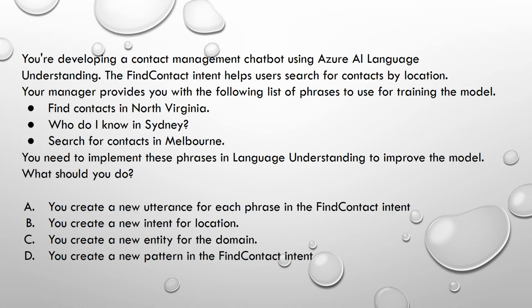What should you do? You create a new utterance for each phrase in the FindContact intent. You create a new intent for location. You create a new entity for the domain. You create a new pattern in the FindContact intent.